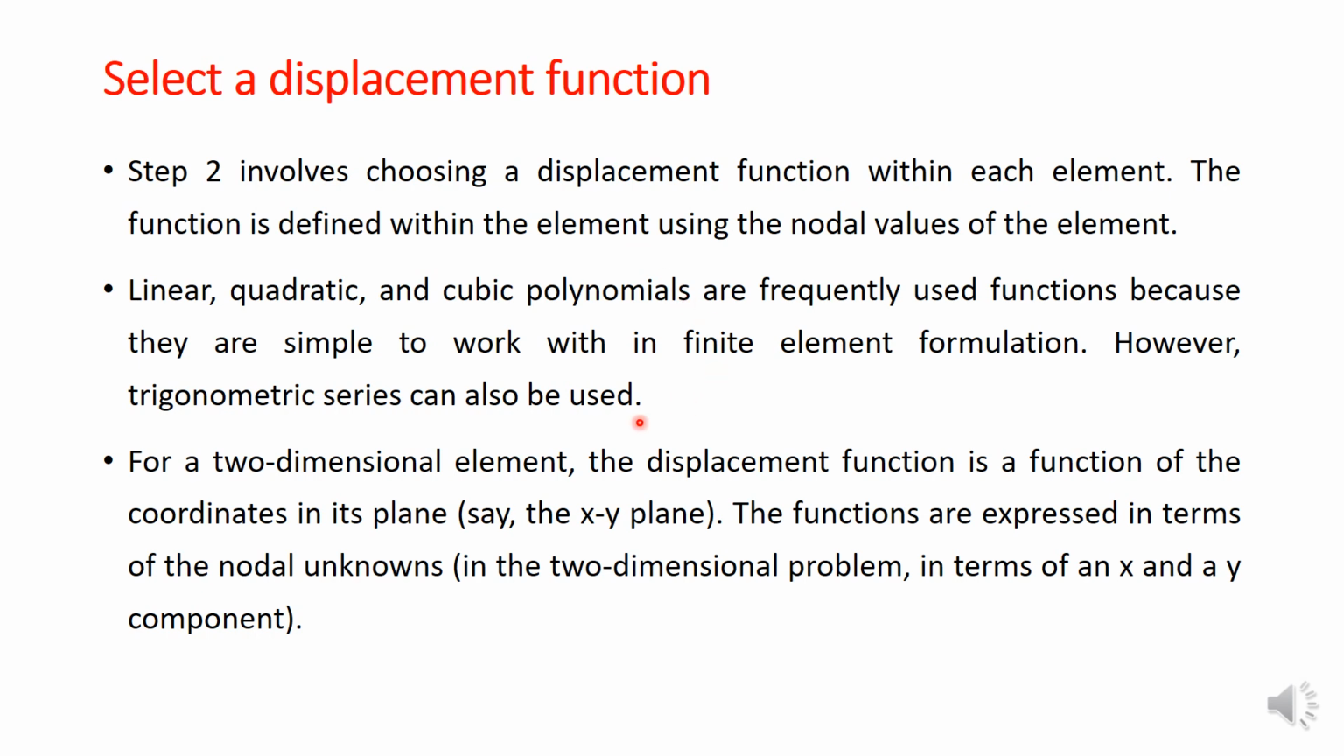Again, we can use a trigonometric series also for representing the variation within the element. And if we have a two-dimensional element, then we know that we'll have displacement both in the x and y direction. So in that case, we will represent the function both in terms of x and y. Then we can find out the coefficients, as I said. Then we can find out the displacement at any point within the element. The selection of the displacement function is very essential for finding out the secondary unknowns such as stresses and strains.